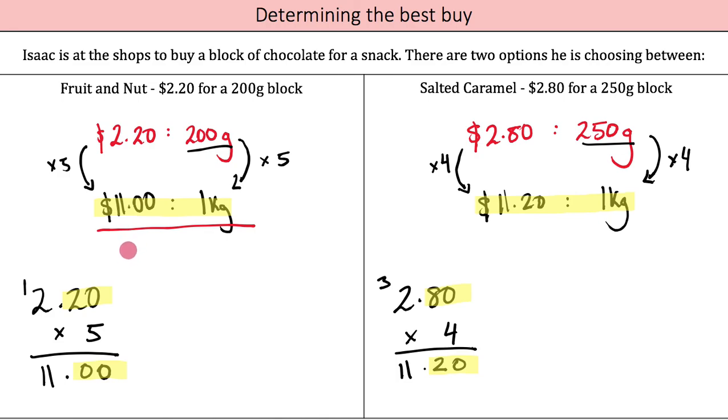But again, and I repeat this, who in their right mind would choose fruit and nut over salted caramel? So I stick by my original solution. I'm joking. Please don't say that in the test. Mr. S misled me in the lesson. He said that the taste of the chocolate counts. It doesn't. I'm joking. This is your best buy.